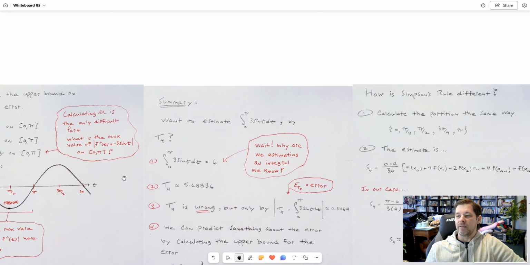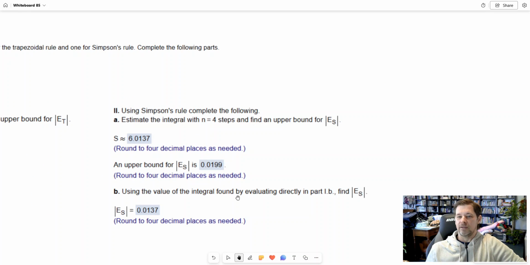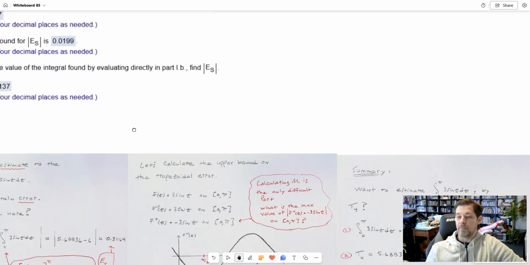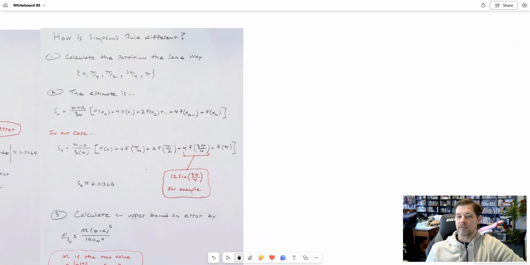Now the second part was calculating the same sorts of things for Simpson's rule. Okay, use 4 subintervals, 4 steps, find an upper bound for the error, find the actual error, and compare with the actual value of the integral. Nothing would change in that. The concept is the same. The way that you would think through it is the same. But it's just that some of the formulas are a little bit different.